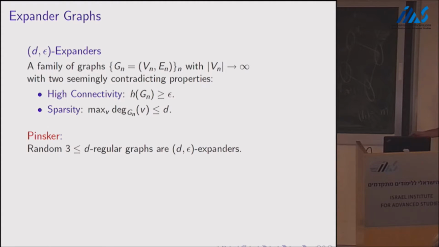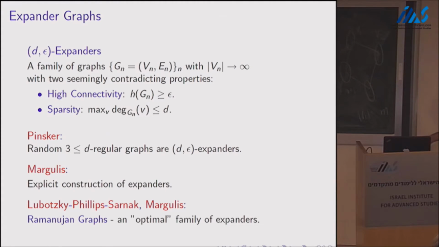Of course, it's a little bit redundant to tell this to the audience here, but the existence of regular expanders was first proved probabilistically by Pinsker in the 60s. Then Margulis gave an explicit construction, and then the famous Lubotzky, Phillips, and Sarnak, and Margulis gave these sort of optimal expanders. These are the famous Ramanujan graphs.